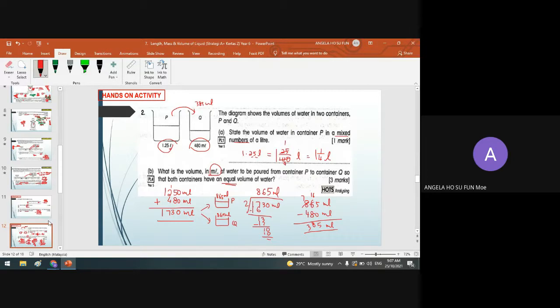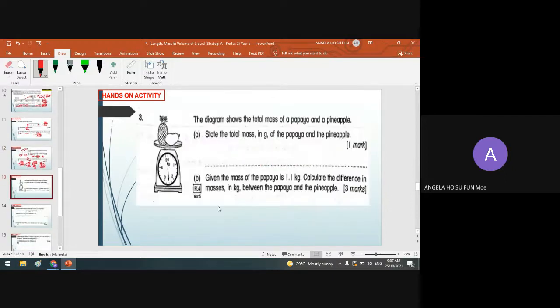Maybe we can try out another question before we dismiss. Let's look at it. This is a pineapple with a papaya. State the total mass in gram of the papaya and pineapple. Look at here, this weighing scale is in kilogram. You look at here, this is 2, this is 3. In the middle here, what is the weighing scale showing? What is the mass of the papaya and the pineapple?